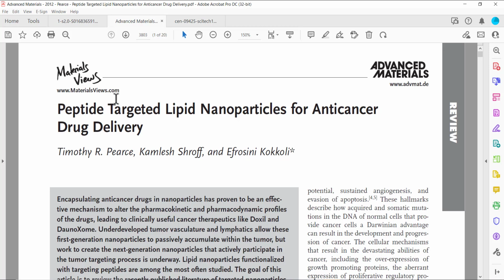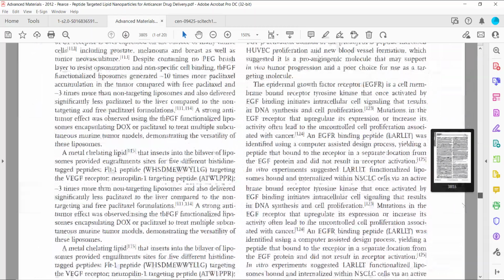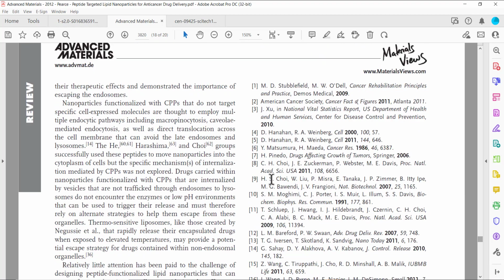One of the best things about these reviews is that you can go down to the end where you have all of these many studies that have been gone through. You find a citation, you can then find that article and learn from it yourself.